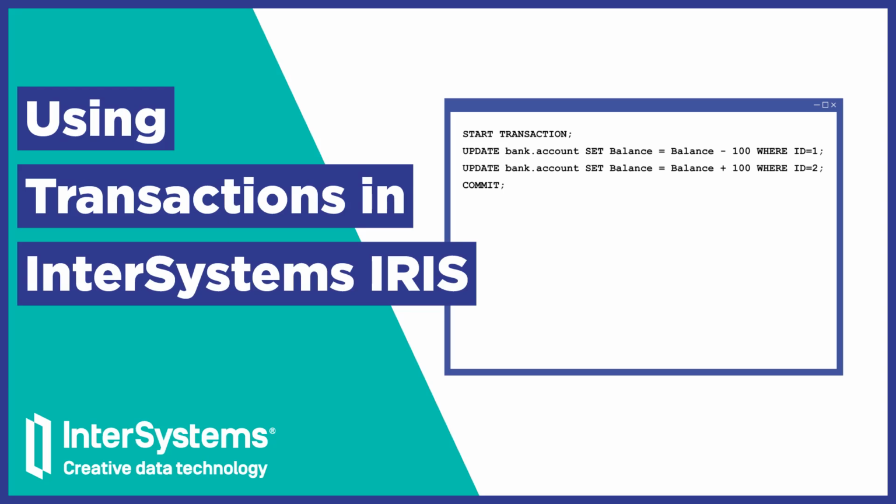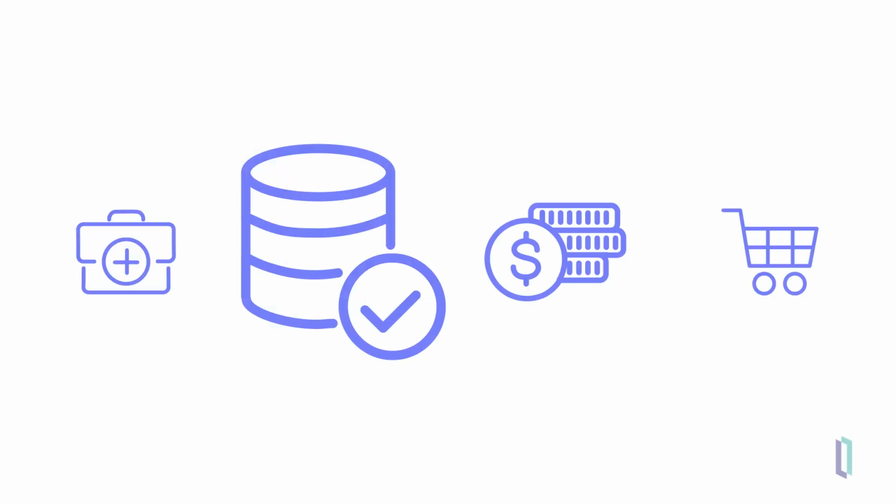Transactions are a way of grouping related operations to help ensure data consistency and reliability in your applications. These are critical for maintaining integrity across complex operations, especially in healthcare, financial services, and other environments. In InterSystems IRIS, transactions help prevent partial updates and data corruption.